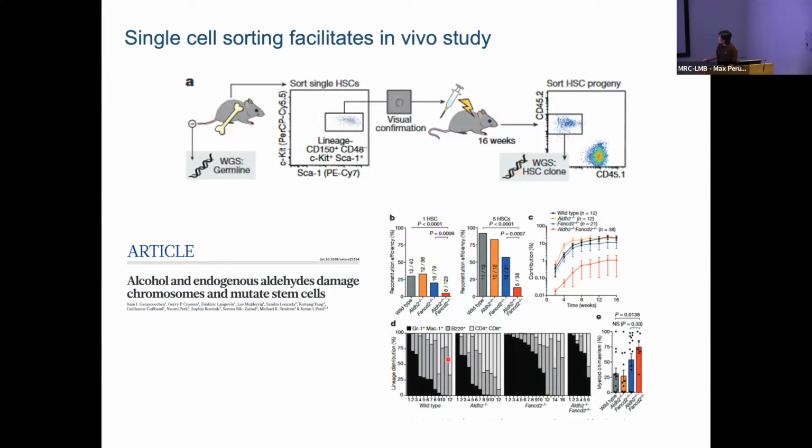So this is how they did whole genome sequencing when they transferred the HSC cells into the host mice across different mouse lines. They are studying the DNA damage, here they studied the DNA damage from alcohol and endogenous aldehyde damaging chromosomes.